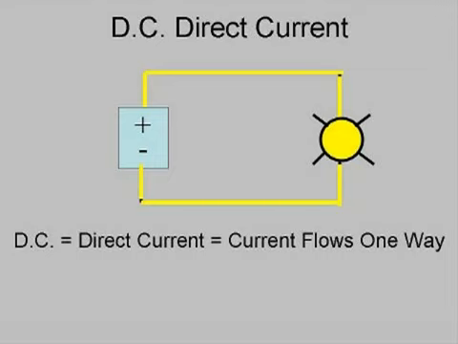I want to talk about the first kind of current flow, which is DC, direct current. Current flows only in one direction, and the circuit has polarity, negative and positive.